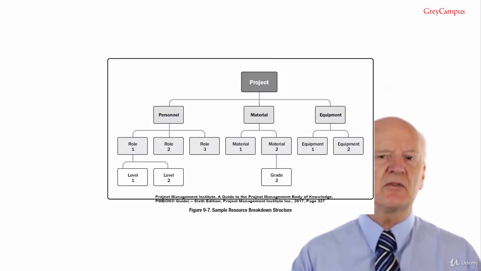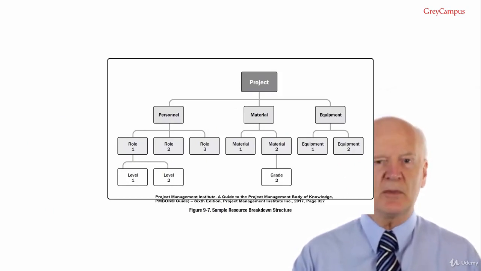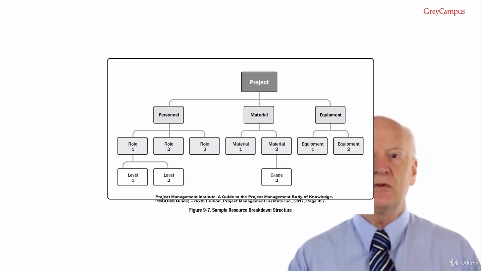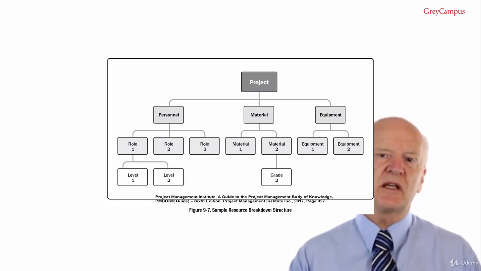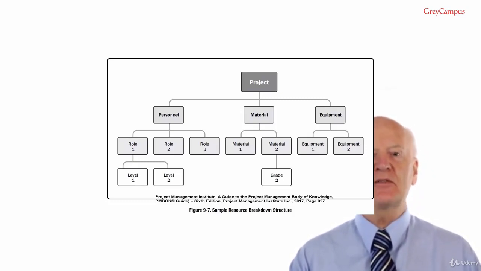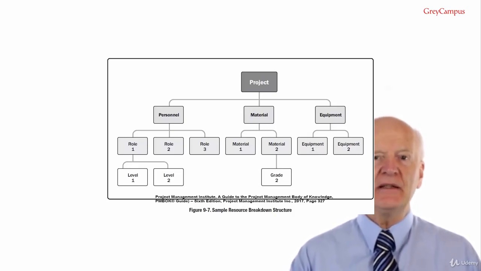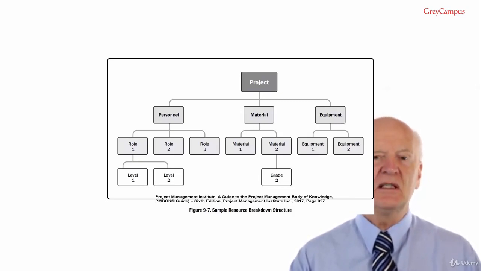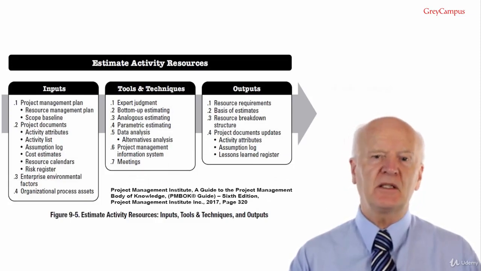Examples of resource categories include labour, material, equipment and supplies. Resource types may include the skill level, grade level, required certifications or other information as appropriate to the project. In plan resource management, the resource breakdown structure was used to guide the categorization for the project. In this process, it is a completed document that will be used to acquire and monitor resources. Output number 4, project document updates.